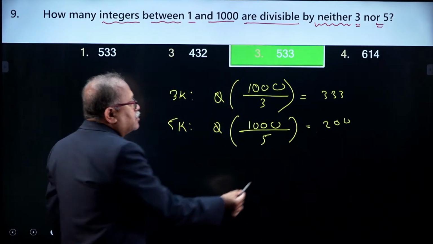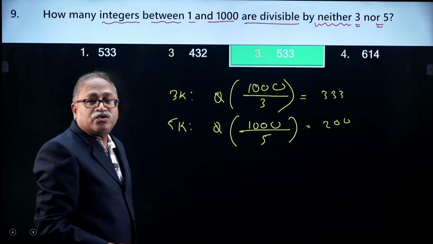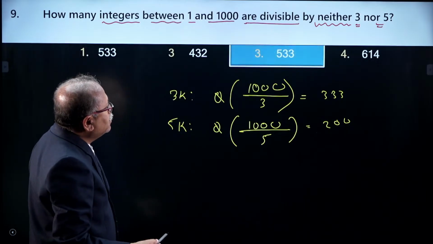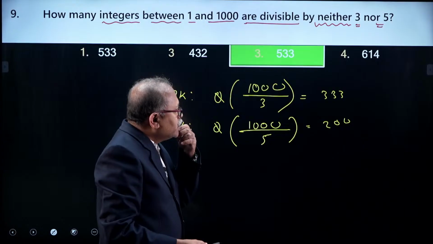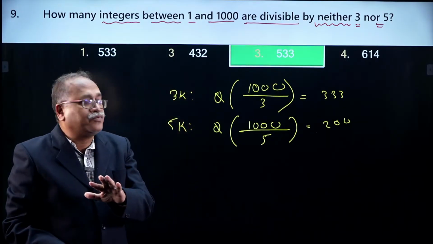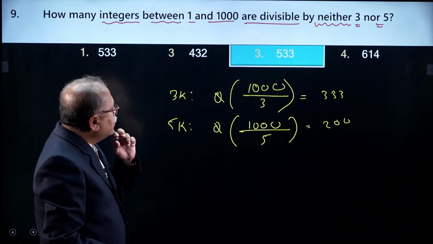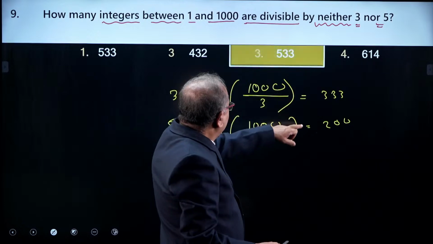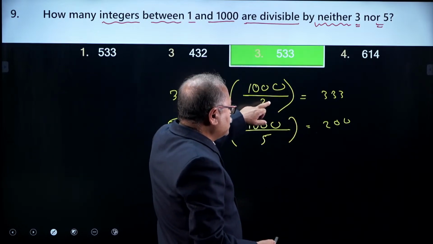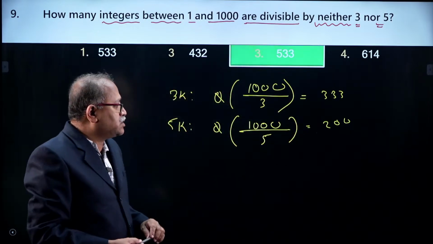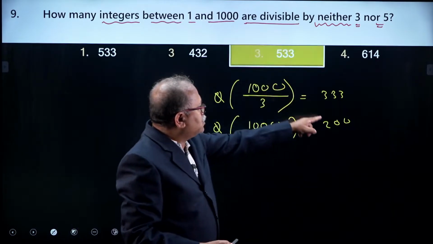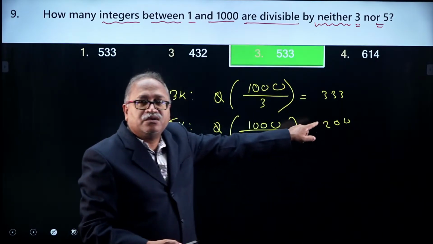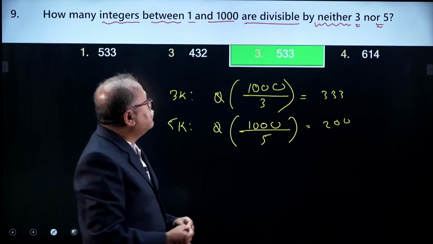So, if I directly add these two, okay, I am making a mistake over here, it is 533. I am very sorry, my dear friend. Directly adding over here gives 533. So, 533 are divisible.